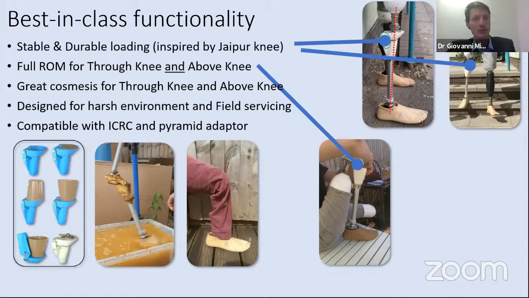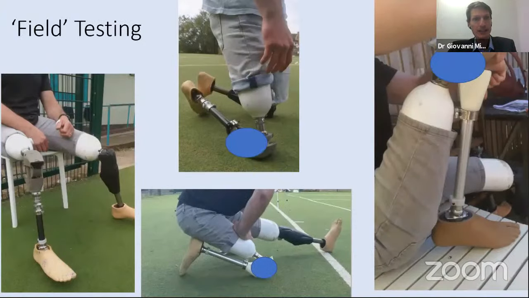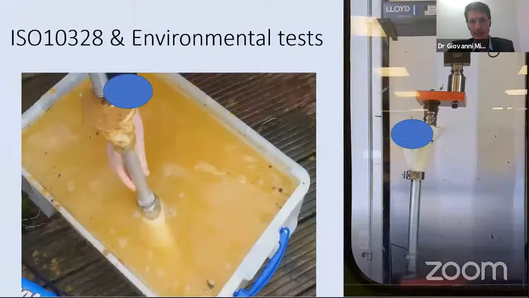We've started testing it with water and mud to try and understand what is the impact of environment on the product. And we've designed compatibility with the ICRC system as on the left-hand side. Here's a little bit more of what I would call field testing at a soccer field. And you can see the very good function of the knee in terms of high range of motion and good kneeling functionality.